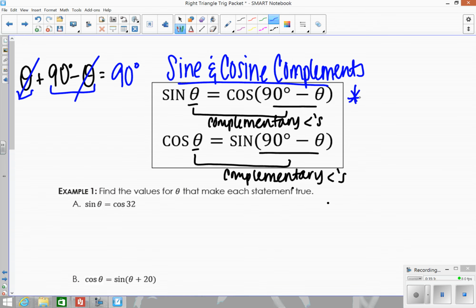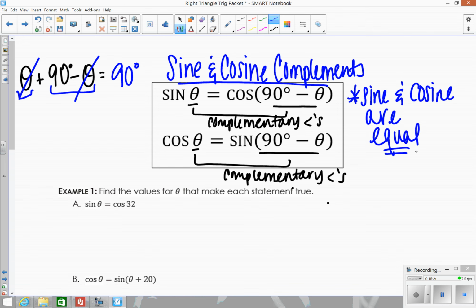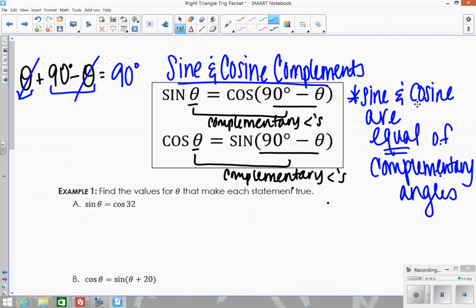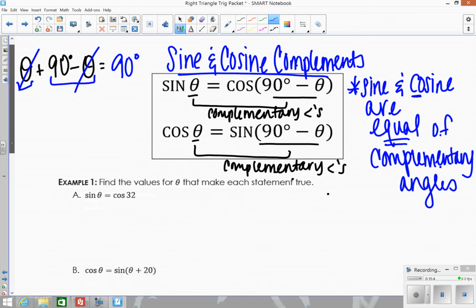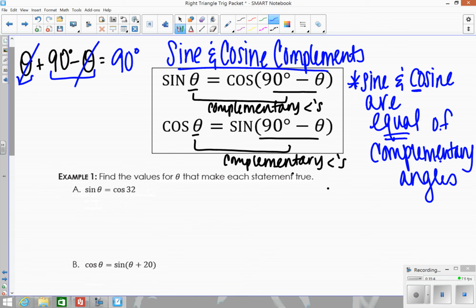So let me just add that here. Sine and cosine are equal for complementary angles. Which is why one is sine and the other one is cosine for complementary angles. So now hopefully you understand why this is true. Let's look at what you would use this for.